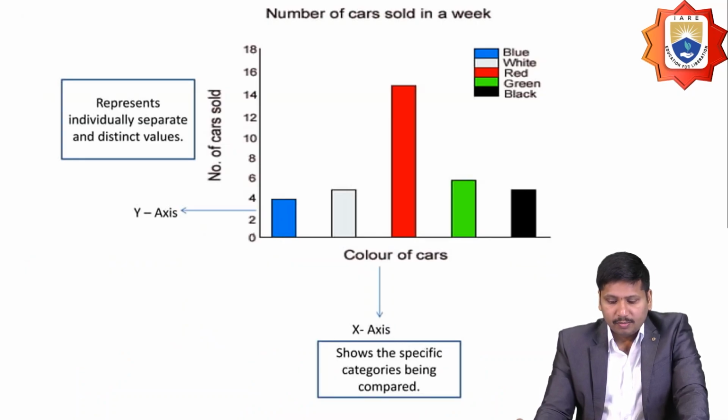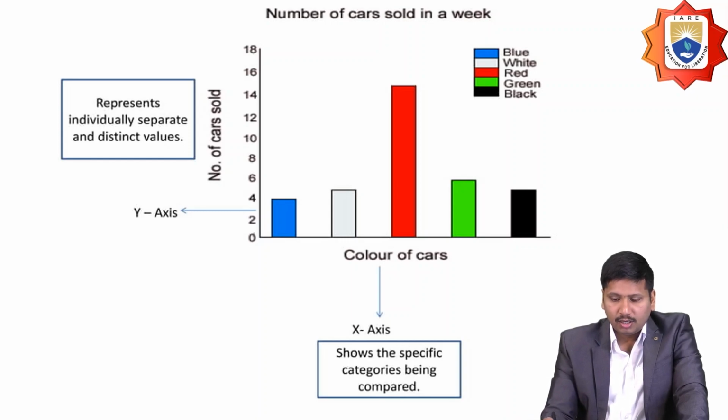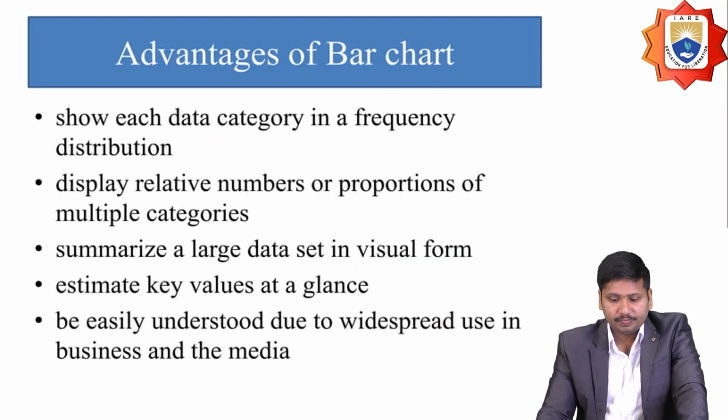As an example, I'm taking the colors of cars on the x-axis and the number of cars sold on the y-axis. I would like to know what colors of cars are sold every year. How do I represent that in a bar graph? Cars with blue color sold around 400 in a year, white around 500, and red around 1400, like this. This is the way of representing a bar chart.